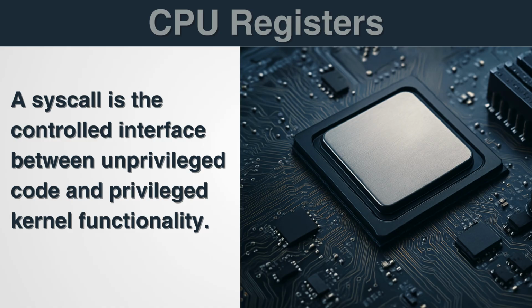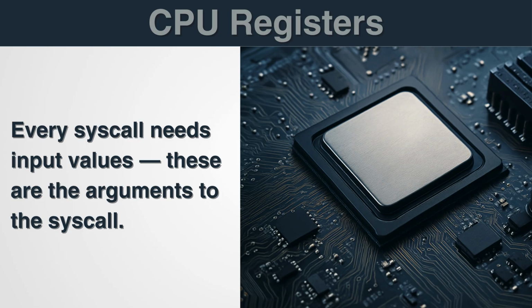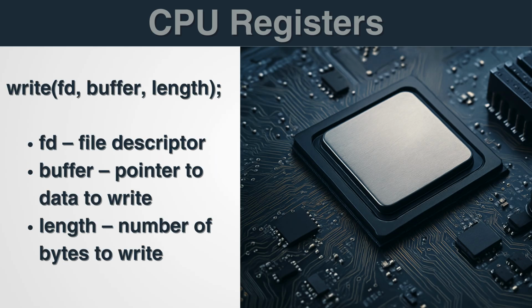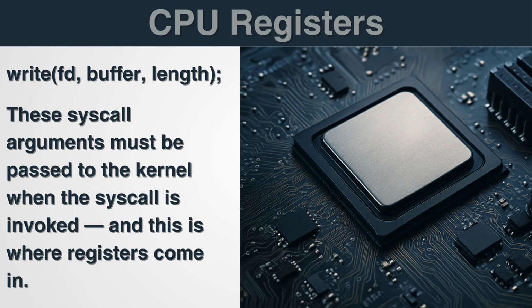A syscall argument is an input value, as every syscall requires input values, and these are the arguments to the syscall. So the write function perhaps might have a buffer, a pointer to the data to write, the FD for the file descriptor, and the length, meaning the number of bytes to write. These arguments have to be passed to the kernel when that syscall is invoked, and this is where the registers come in.